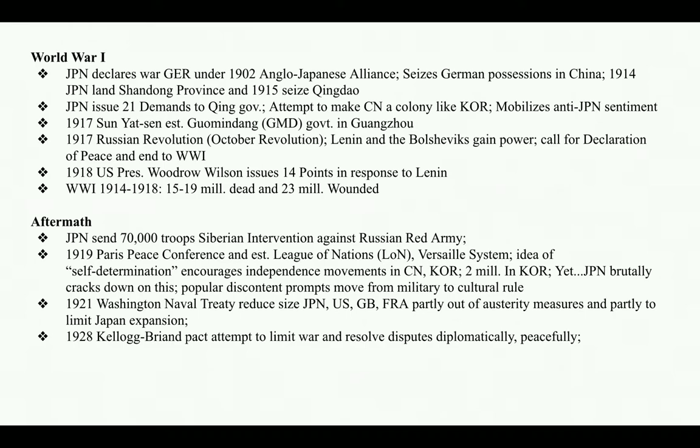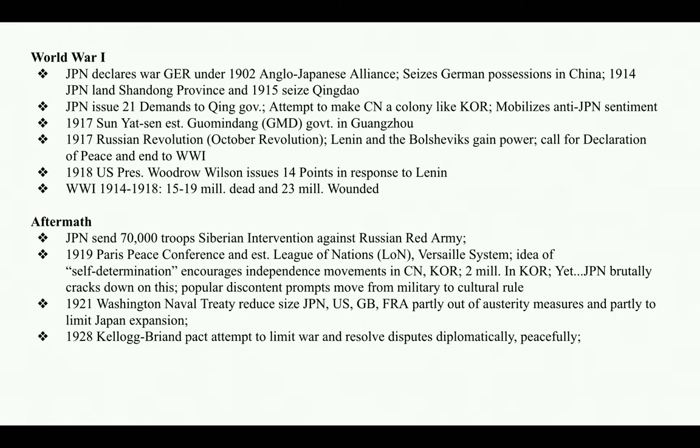So using this Russian Revolution as an excuse, and also saying it wants to help put down the communists, basically overthrow the communists, it sends 70,000 troops on the Siberian intervention against the Russian Red Army along with other Western powers.